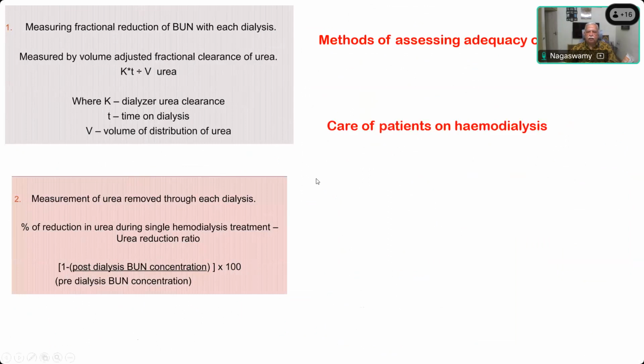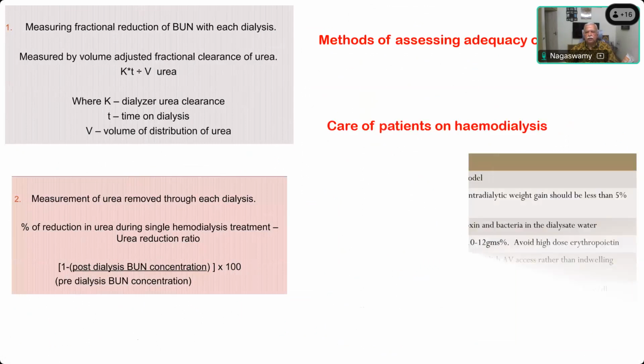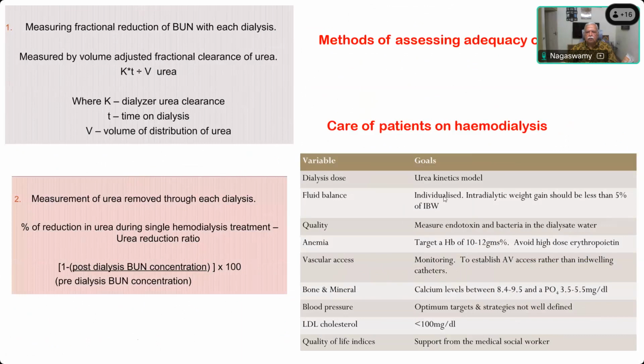What are the care measures that you have to follow for hemodialysis patients? The dialysis dose urea kinetics model can be used, and for fluid balance, individual intradialytic weight gain should be less than 5% of ideal body weight. This is very important. Otherwise, the patient will go into hemodynamic instability.